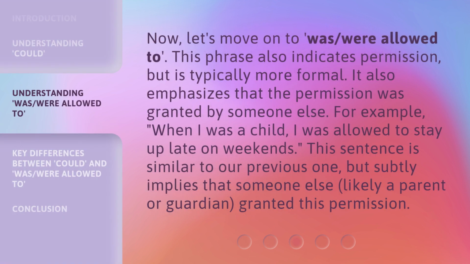Now, let's move on to were allowed to. This phrase also indicates permission, but is typically more formal. It also emphasizes that the permission was granted by someone else. For example, when I was a child, I was allowed to stay up late on weekends. This sentence is similar to our previous one, but subtly implies that someone else, likely a parent or guardian, granted this permission.